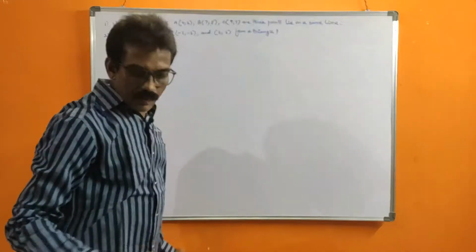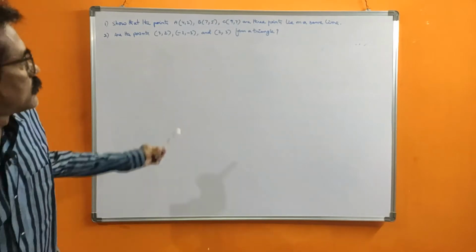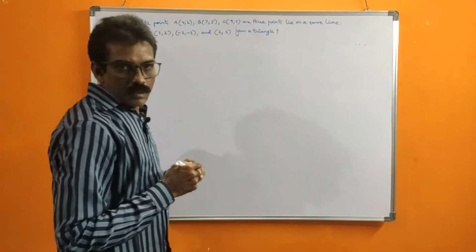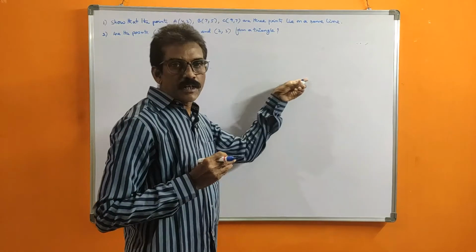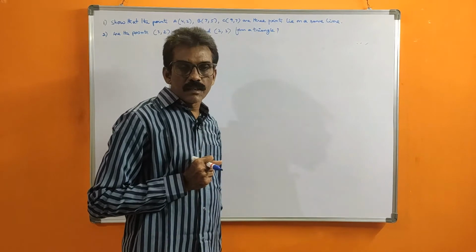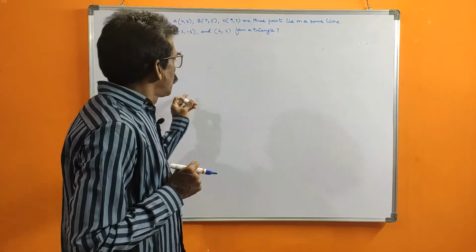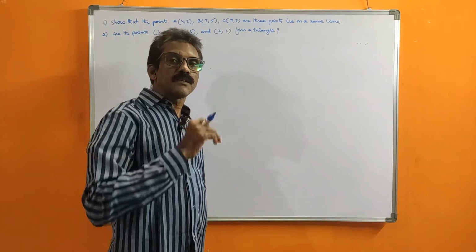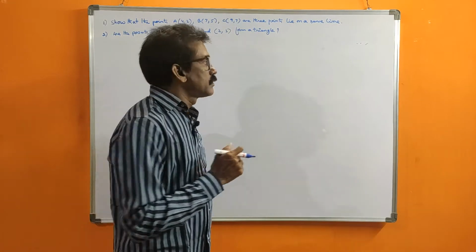This is also in the same way, but here the condition is that the sum of any two sides is greater than the third side. That condition we should check. Here, any one satisfied means enough. Any two sides equal to the third side means definitely the 3 points lie on the same line. But here 3 conditions you should check, because the sum of any two sides must be greater than the third side. That we should check.